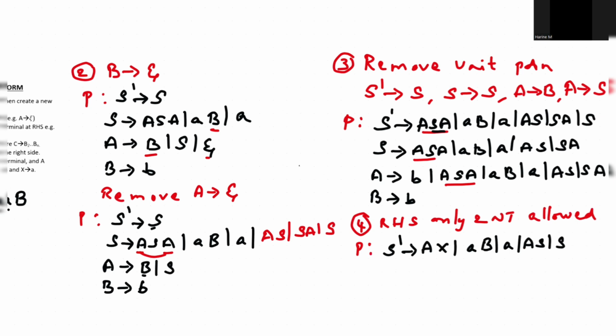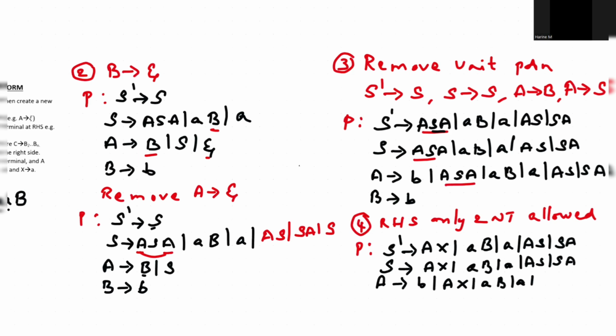And this is to be replaced. Here that is to be removed. S tends to, again SA is replaced as X, AB, AS, SA, and A tends to B. Again SA is replaced as X, AB, AS, SA, B tends to b, where X is SA. Introduce a new non-terminal X, that is SA.